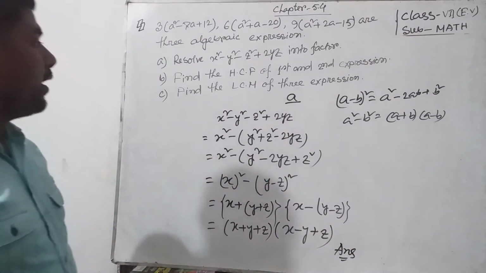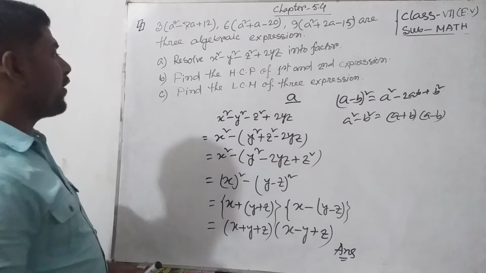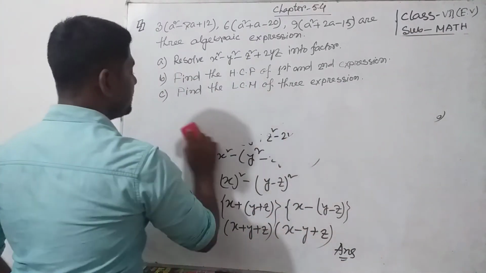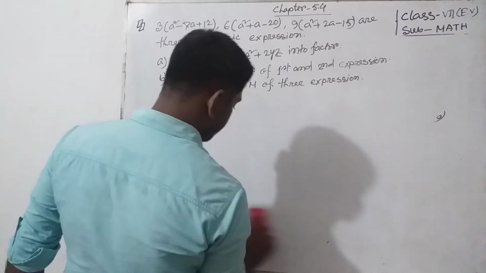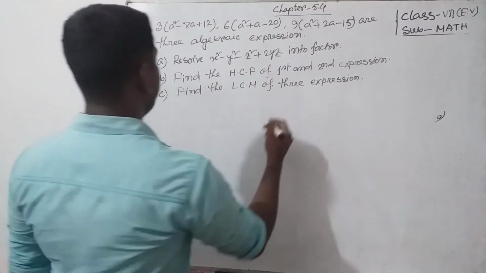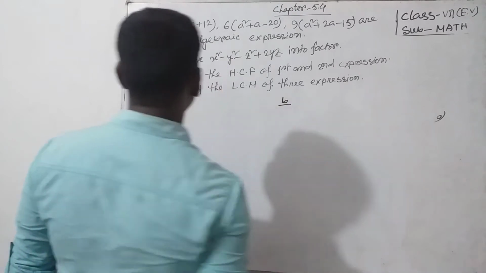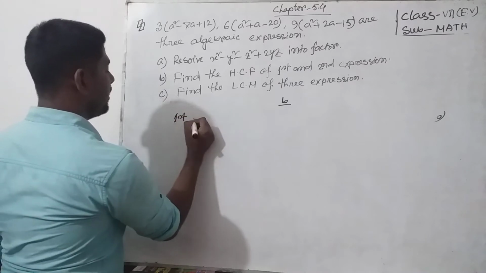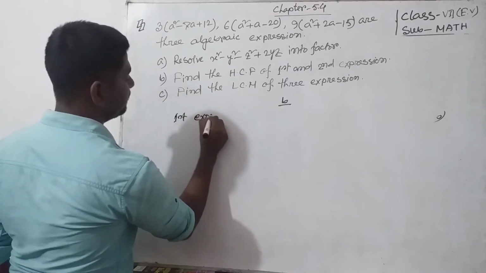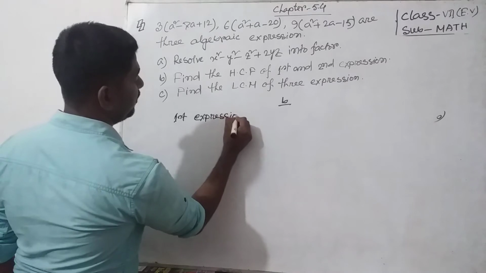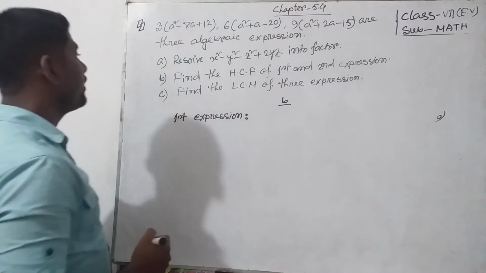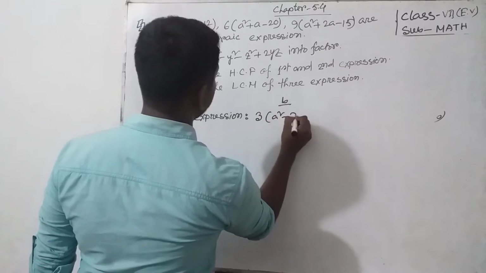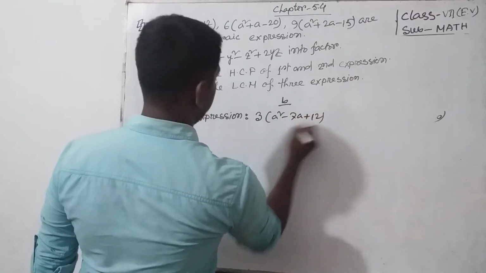Okay. Number B. Find the HCF of the first and second expressions. Given first expression is 3 into a square minus 7a plus 12.